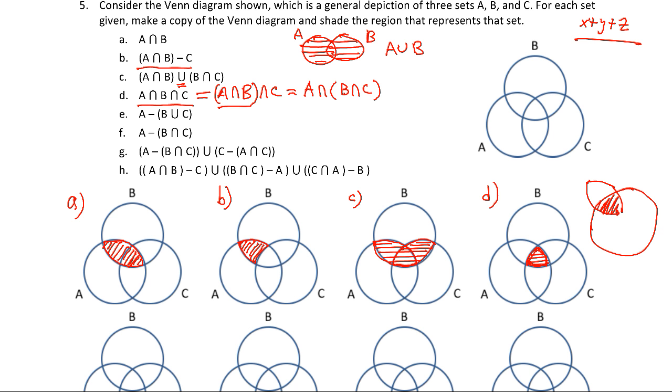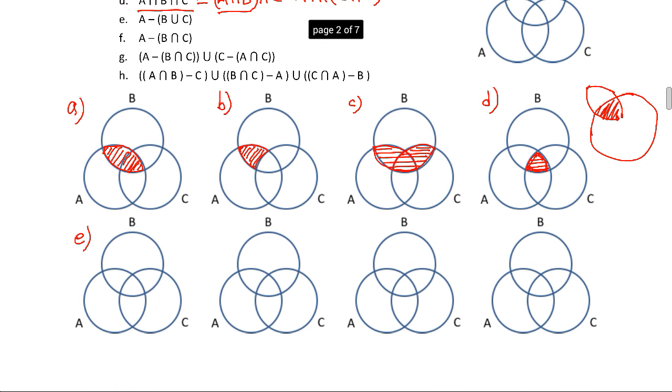Part E says we want A minus the union of B and C. The union of B and C is this entire, I call it a snowman-shaped region here. And I'm going to take A and cut out that union. So when I cut that union out from A, I'm going to cut that snowman out of A, so to speak, and I'm going to be left with the shaded region here.